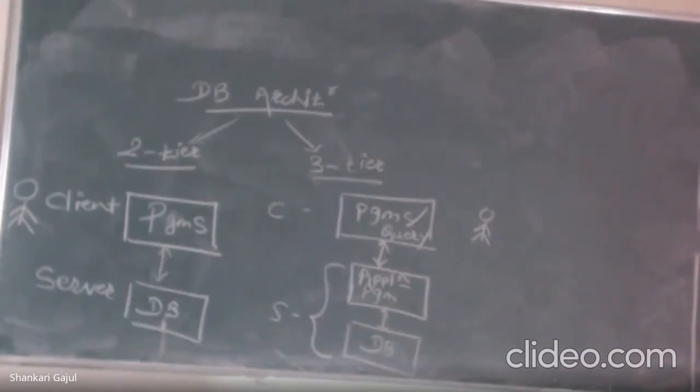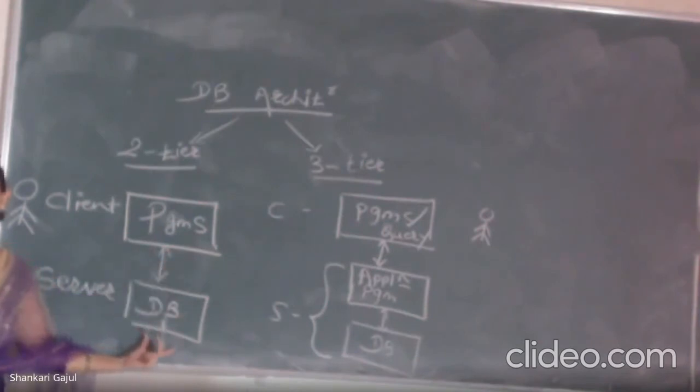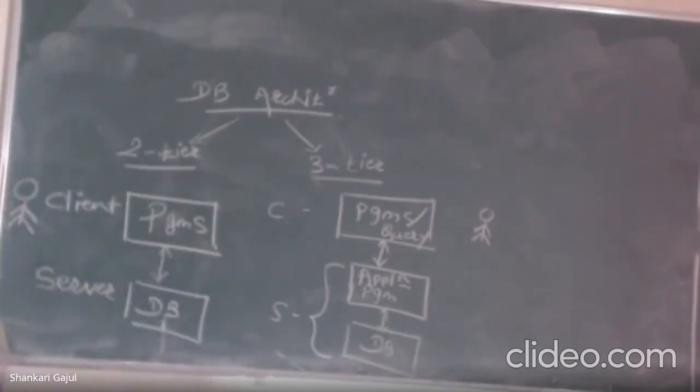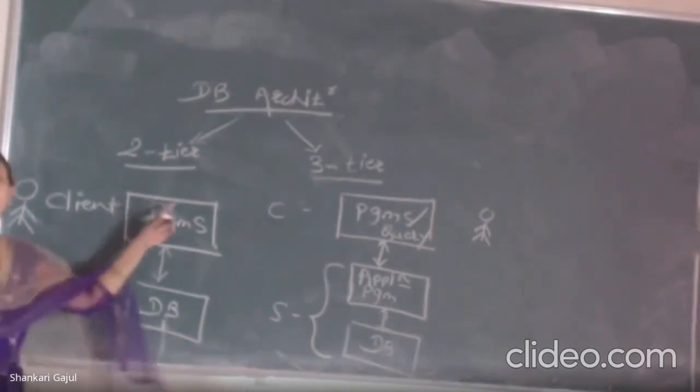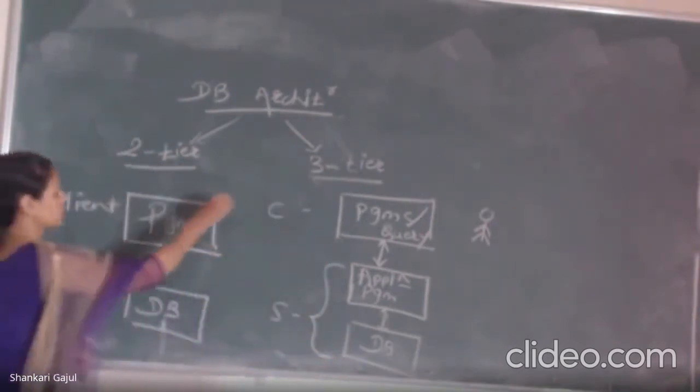Now the database architecture. Basically the database architecture is divided into two parts: the two-tier architecture and the three-tier architecture. What is the two-tier architecture? The figure is defined. There are two modules, the program module and the database module. Whatever the system structure, the database structure is there, that structure is divided into the two-tier architecture and the three-tier architecture. What is the two-tier architecture?